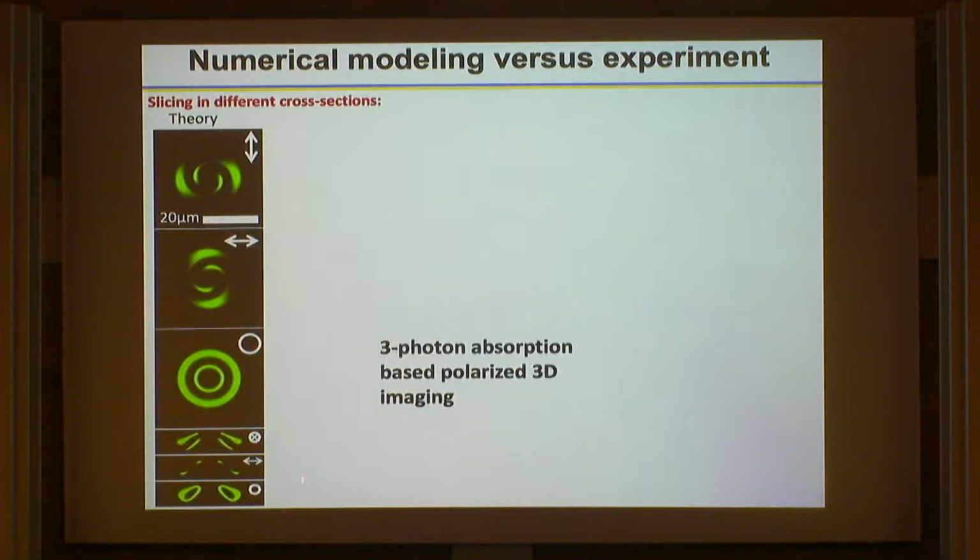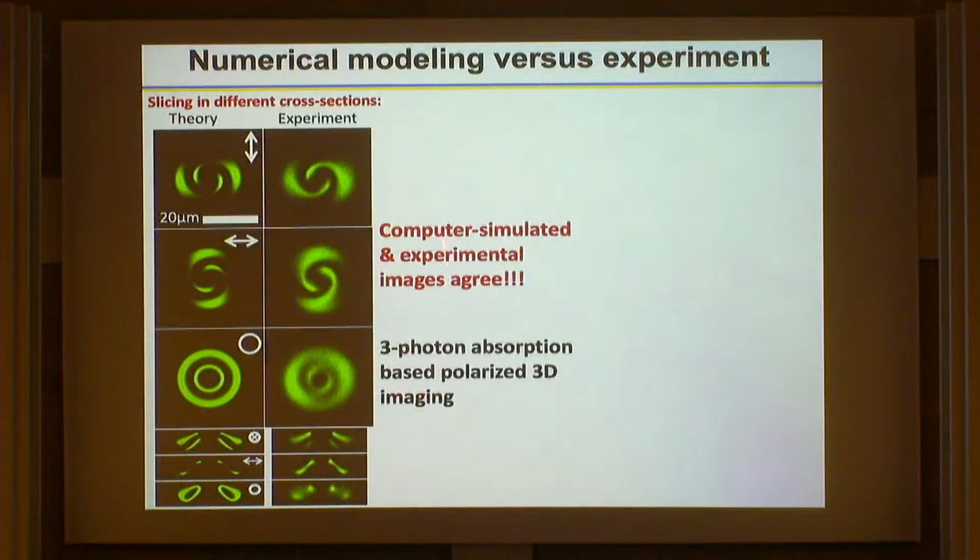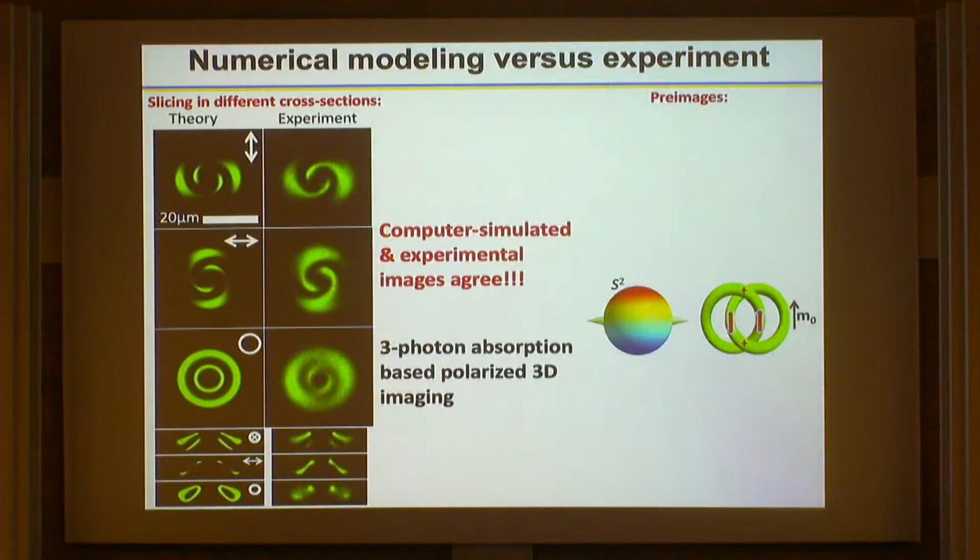And then those 3 simulated images would correspond to the vertical cross-section that I was also showing, but also for different linear and circular polarizations. And then in experiments, we can obtain the counterparts of these images. You can see a very good agreement between the simulated and experimental structures.